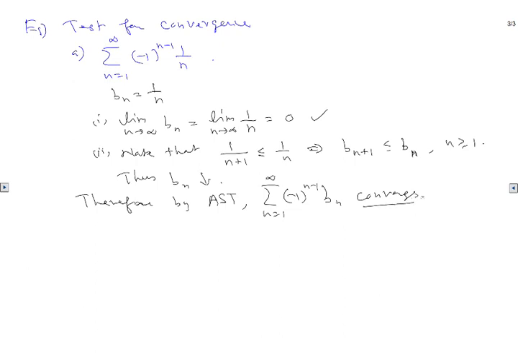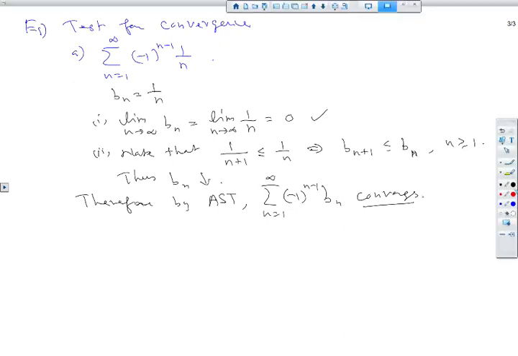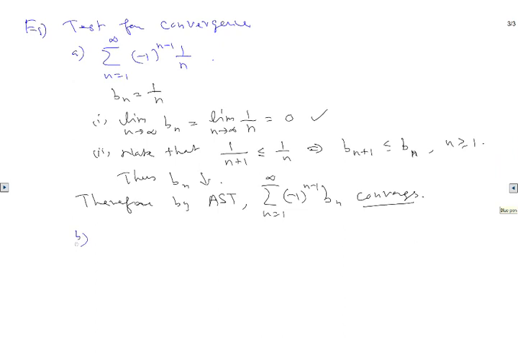So this is the first example. You can see that it's that easy. Very clear, we check the two conditions. So let's look at the next example. B. How about this one? The sum from n equals 1 to infinity of (-1)^n times 3n over 4n minus 1.